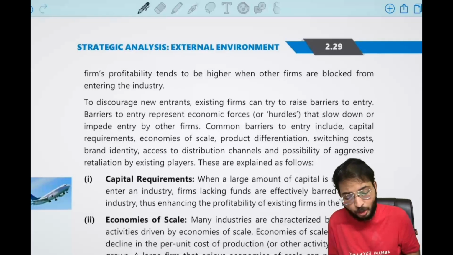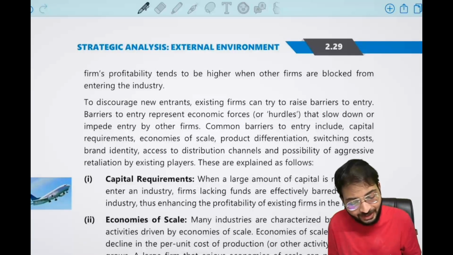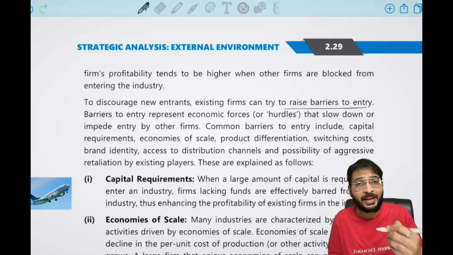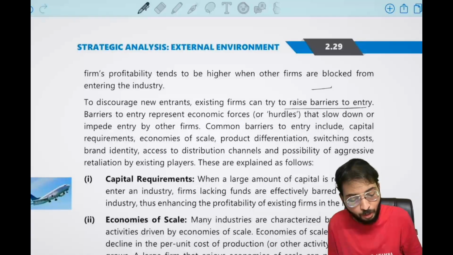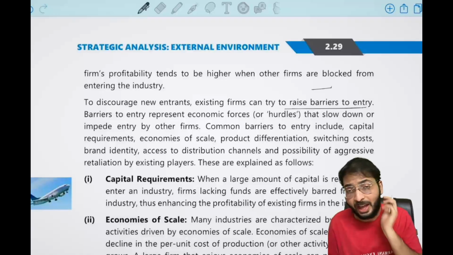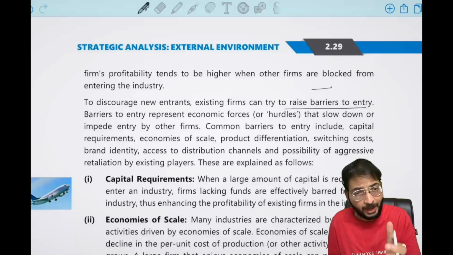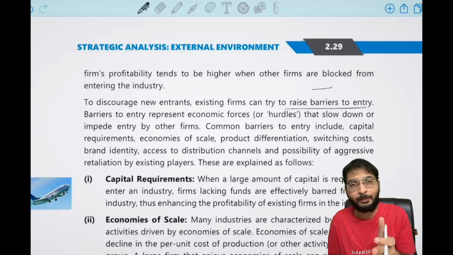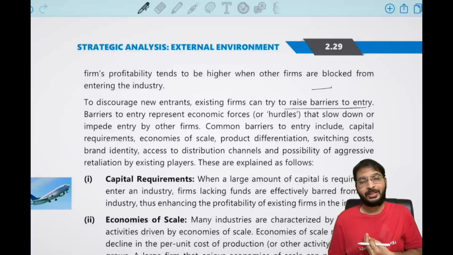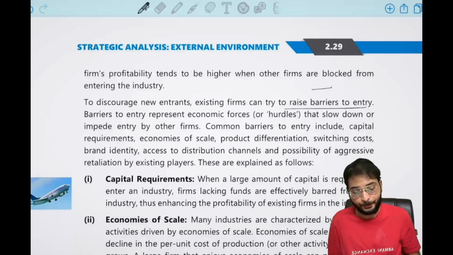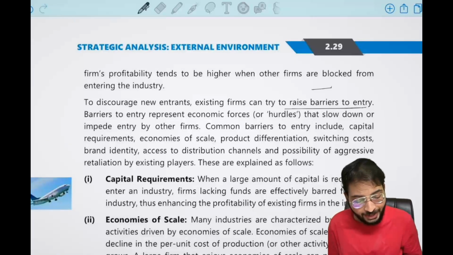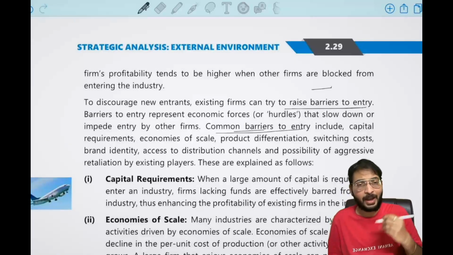See this para. To discourage new entrants, the existing firms can try to increase the barriers to entry. What is a barrier to entry? Say you're going on a road where road work is happening. They'll put up a barrier, which means they're stopping you from entering. So the existing firms are also stopping new entrants from entering that particular business. These are called barriers to entry. The following are the barriers to entry.